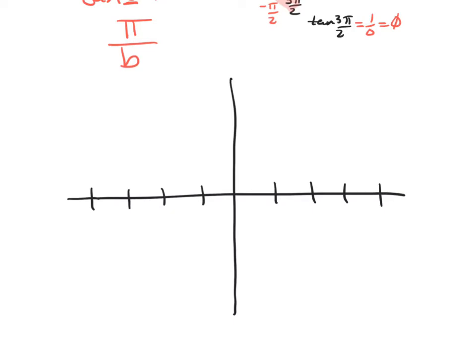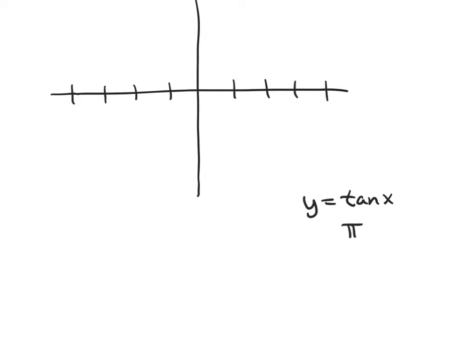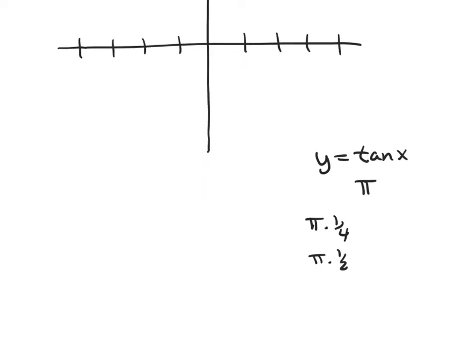Now we are not going to do any shifts with tangent. We're only going to change the speed. So what we're graphing here is y equals tangent of x. So for my basic graph here, I just told you that the period length here is going to be pi. So I need to break this into quarters. So I do pi times 1/4, pi times 1/2, pi times 3/4.